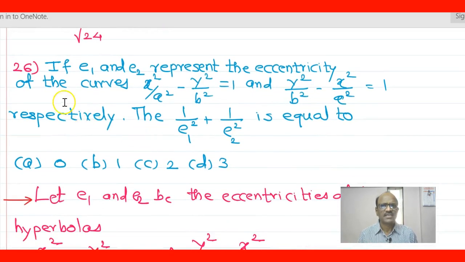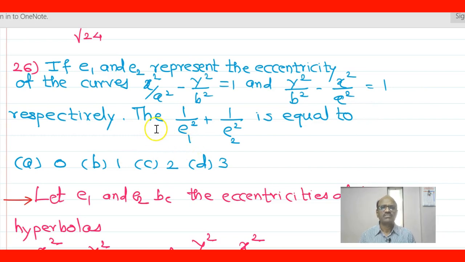Now next, if E1 and E2 represent the eccentricities of the curves x²/a² − y²/b² = 1 and y²/b² − x²/a² = 1 respectively, then prove that.